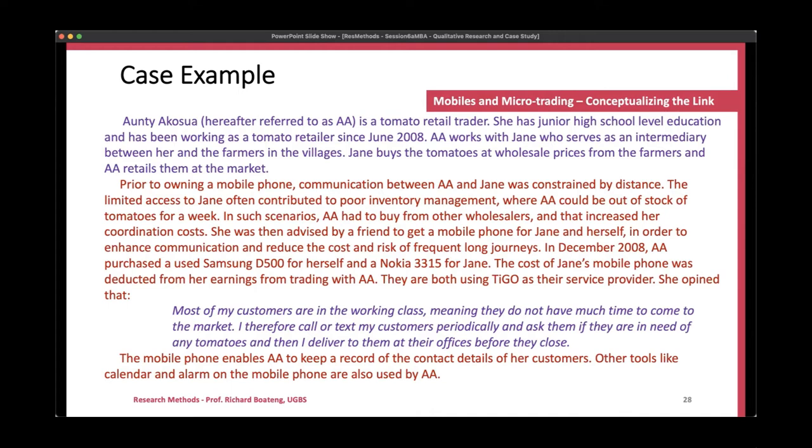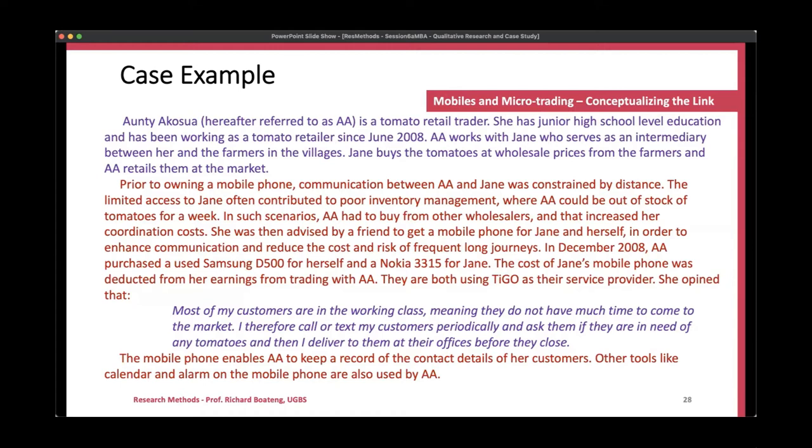The limited access to Jane often contributed to poor inventory management, where AA could be out of stock of tomatoes for a week. In such scenarios, AA had to buy from other wholesalers. That increased the coordination cost. So it's establishing what was happening before the necessity of buying a phone came into it. She was then advised by a friend to get a mobile phone for Jane and herself in order to enhance communication and reduce the cost and risk of frequent long journeys.